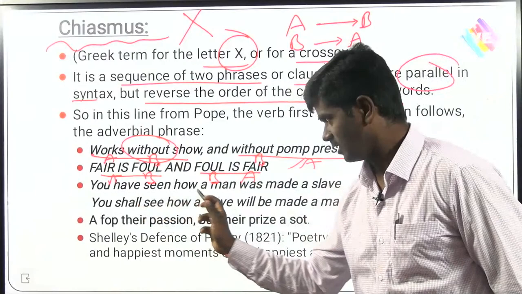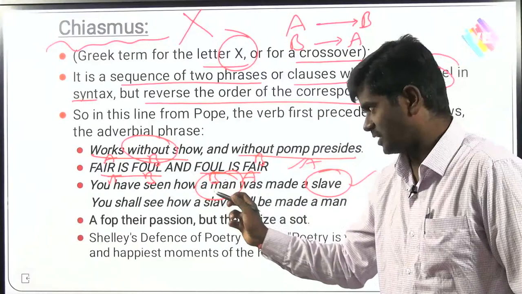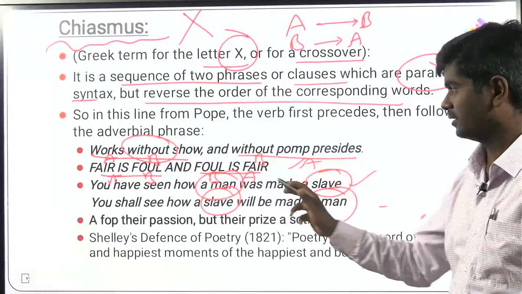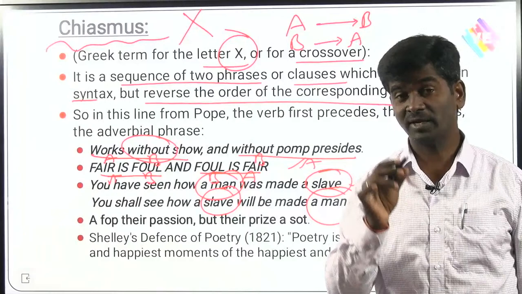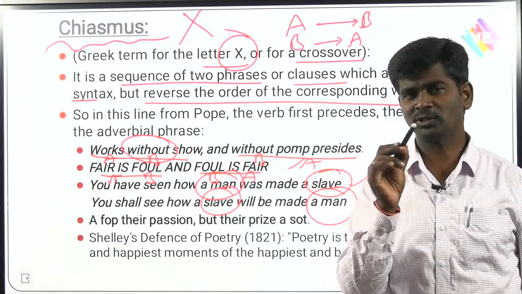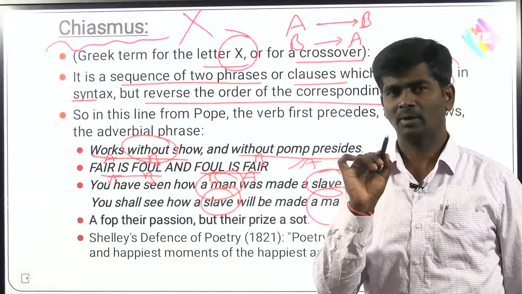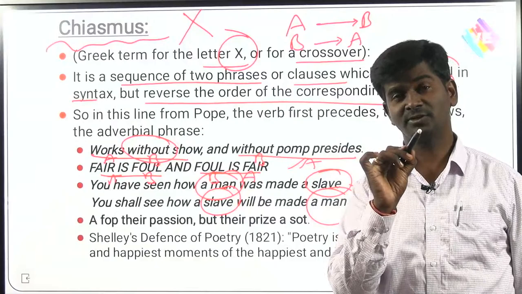You have seen how a man was made a slave. Observe the structure. You have seen how a man was made a slave. You shall see how a slave will be made a man. So AB became BA. You are not to focus on the meaning. Already we discussed in figures of speech that we need to focus only on the syntactical pattern, the arrangement of sounds, words, phrases, sentences. We should not go into the meaning. Our focus is always on the letters, syllables, sounds, words, and their orders and arrangements.